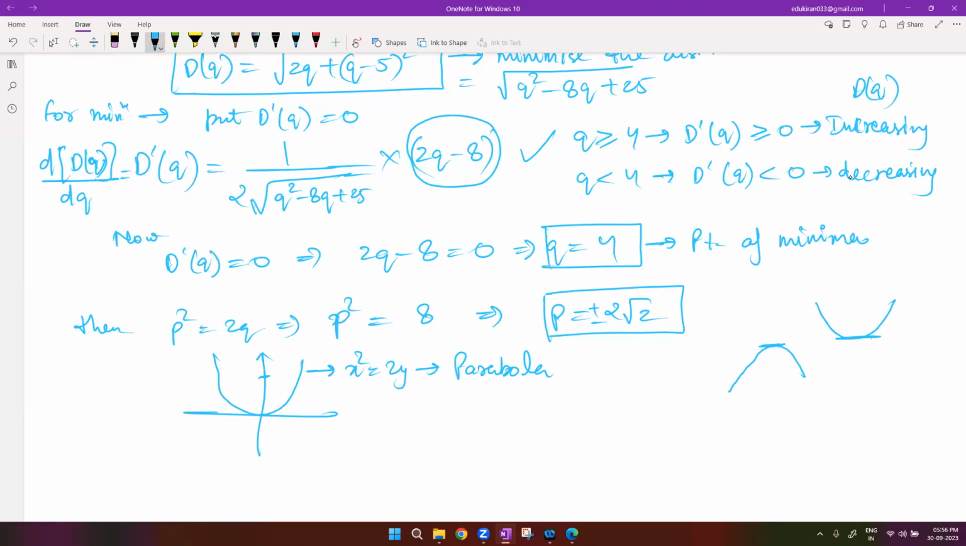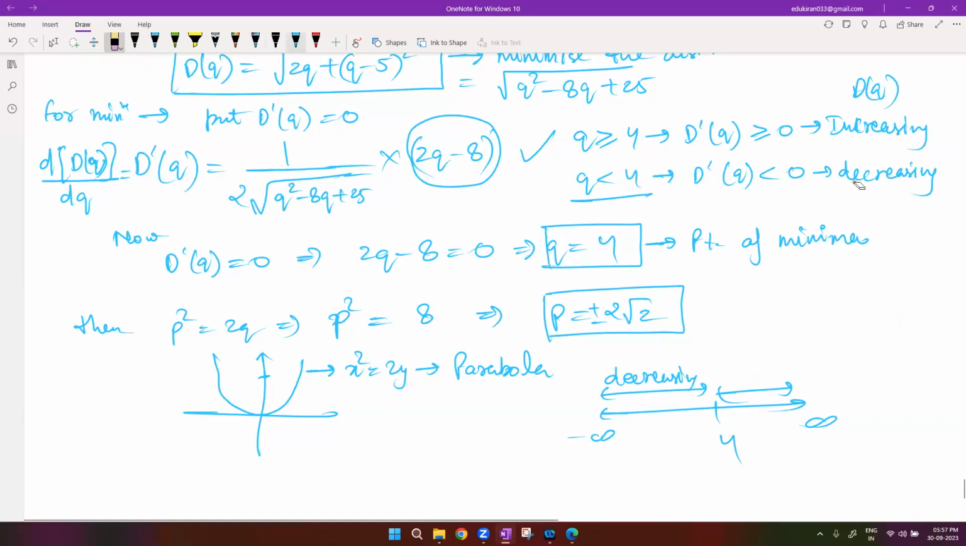Now understand here, when q is less than 4, so plot it on a number line, minus infinity, plus infinity, and this is, let's say, 4. When q is less than 4, yani ki in this portion, your dq is decreasing. And when q is from 4 to infinity, your dq is increasing. तो अगर डिक्रीज करके इंक्रीज हुआ, it will give you a point of minimum, करेक्ट?